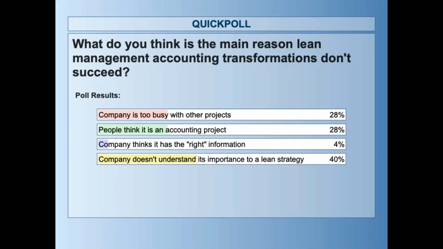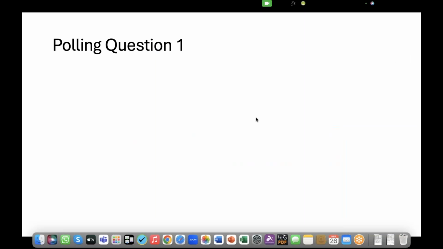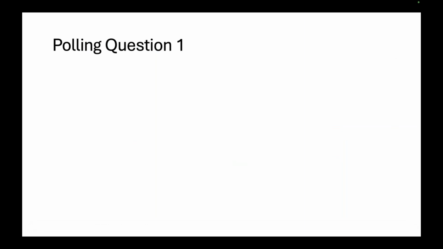And I think all of you really hit it, that the company doesn't understand the importance of lean management accounting to the lean strategy. And it's important to understand why things work and why things don't work. So let me hide the results and go back to the presentation.